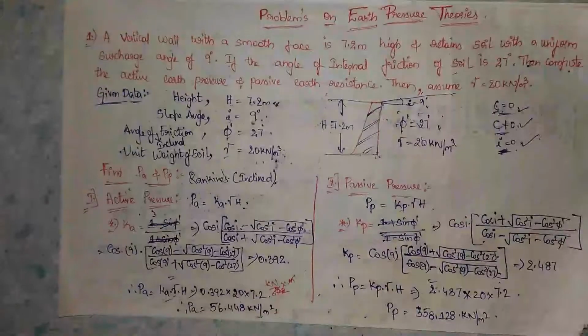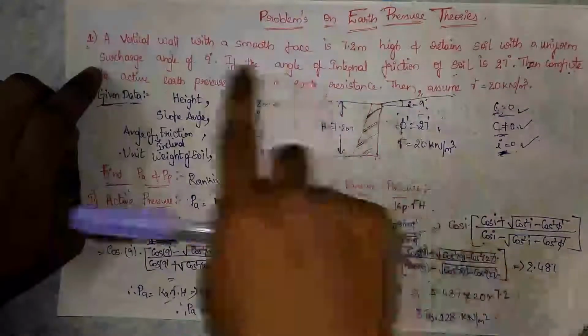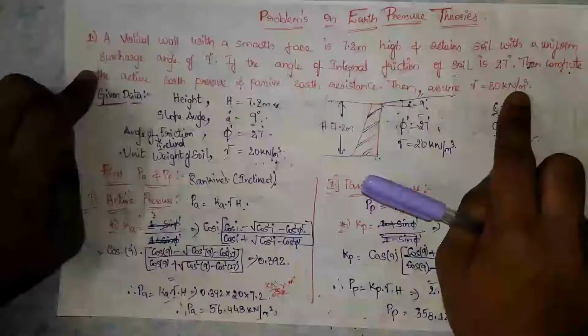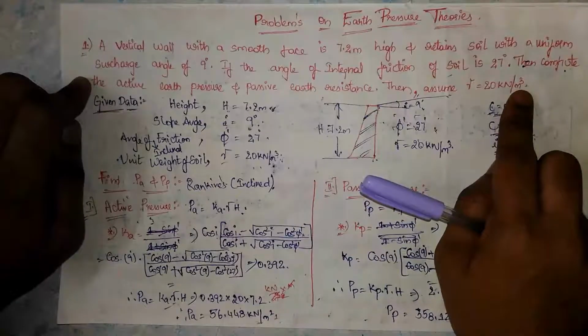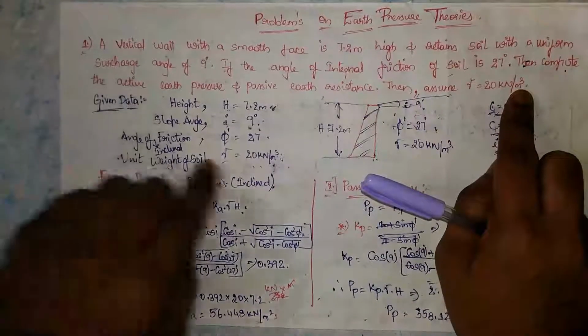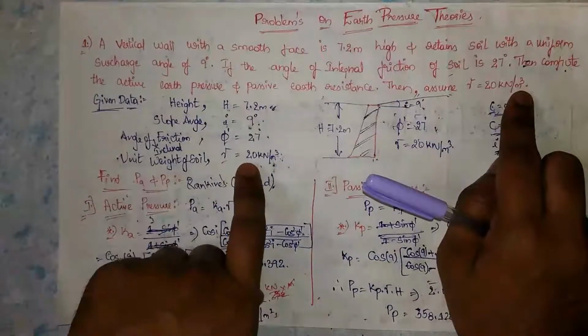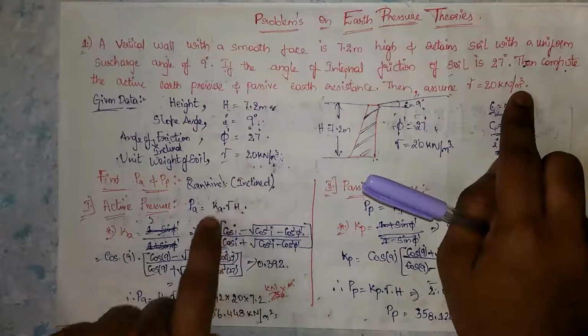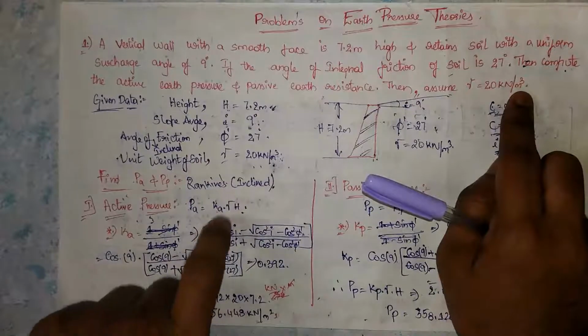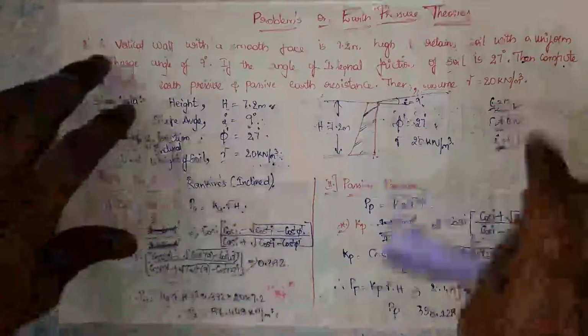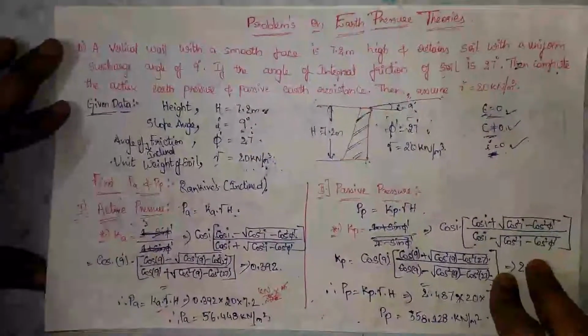Okay, so this is the way to solve the problem. First we have to read the question carefully. If we understand the question carefully, we can write the given data parameters, and if we write the given data parameters, we can give the formula correctly. This is the process to solve the problems. Next we will move on to the second problem.